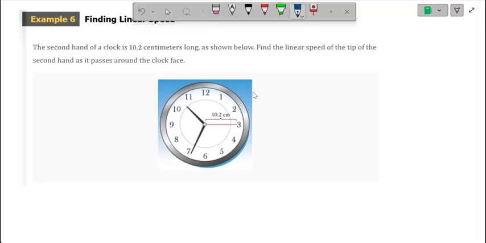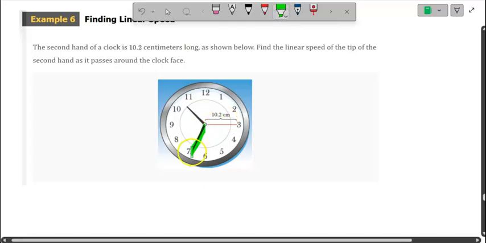Okay, so in this question here, they are talking about the second hand, right? So the second hand is this one, the long one.